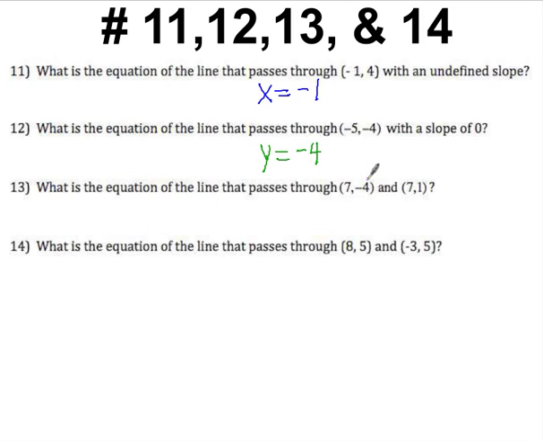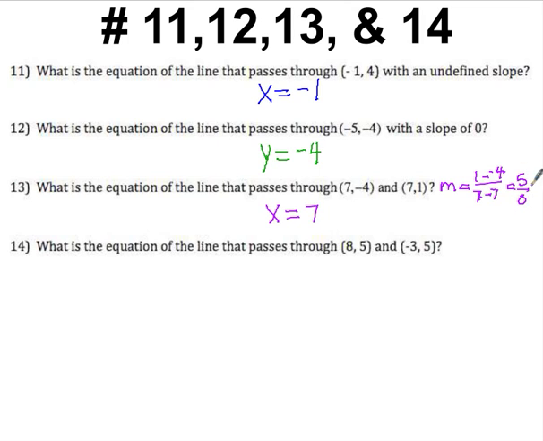Some of you are savvy enough to see now that as soon as you start seeing a repeating number, well, that means that x is always going to be 7, right? So I could essentially go straight here and say, well, x equals 7. If you don't see that right away, I'm going to do my slope formula. When I do my slope formula, I get 1 minus a -4 over 7 minus 7. And so I get 5 over 0.